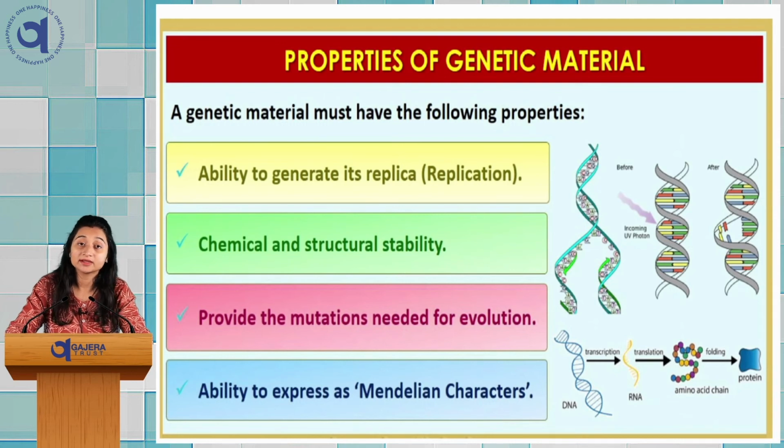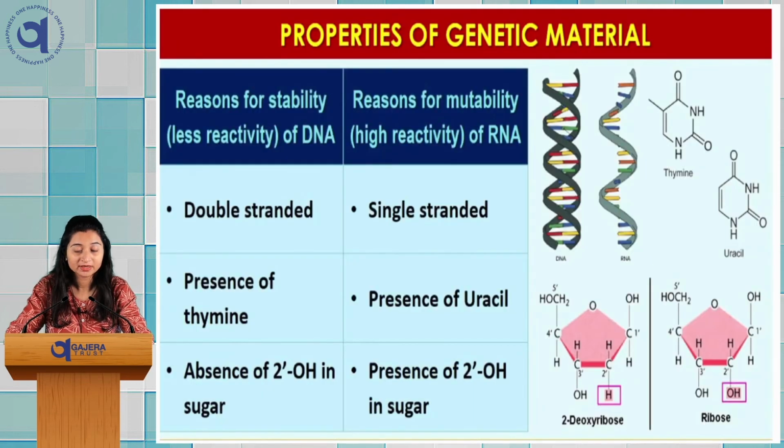And the last one and the most important one, it must be able to express itself as a Mendelian character. As we talked about the dominant and the recessive traits in the case of Mendel, it must be able to show the same property. So these are the properties of genetic material which are completely fulfilled by DNA and not by RNA or protein, and that is how DNA behaves like the most appropriate genetic material.